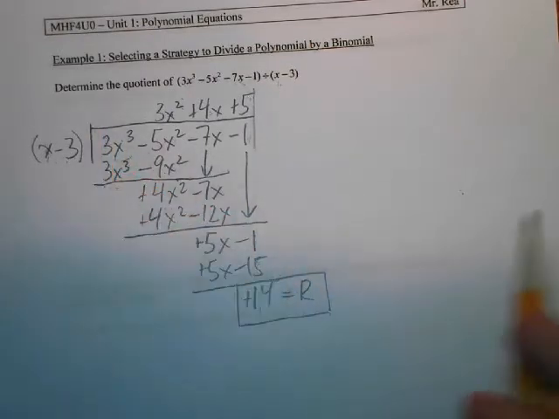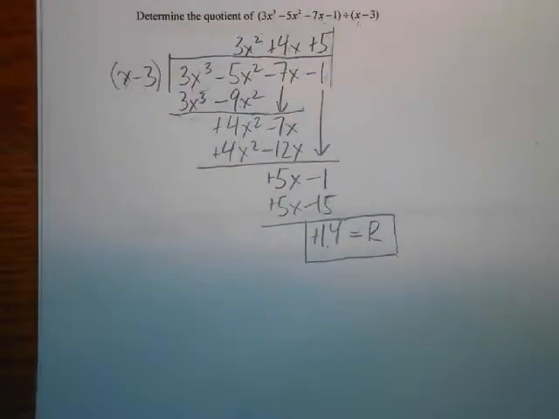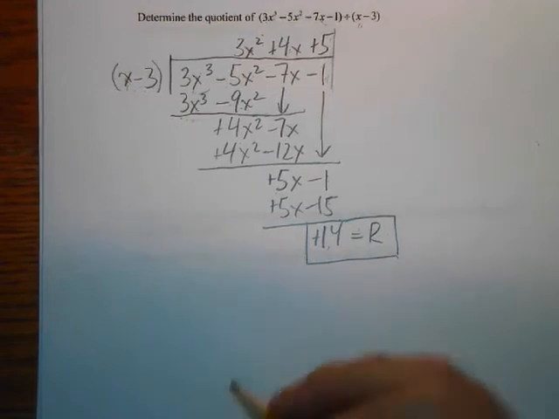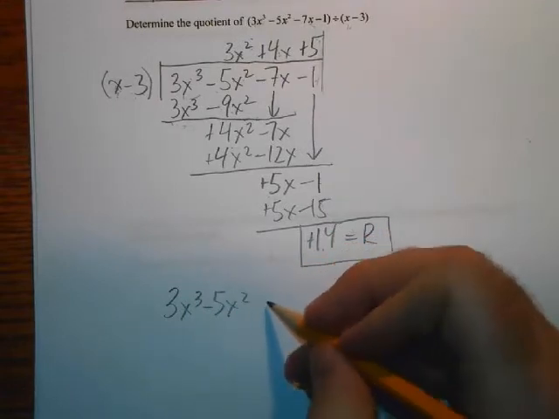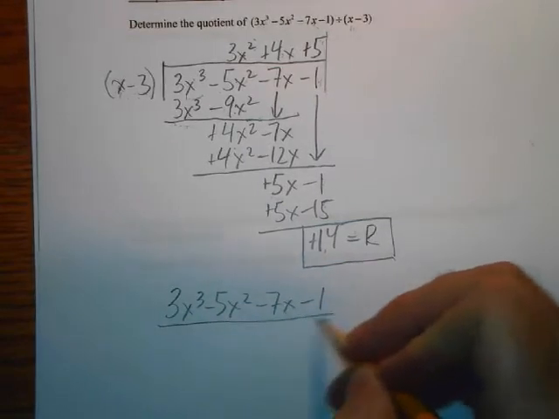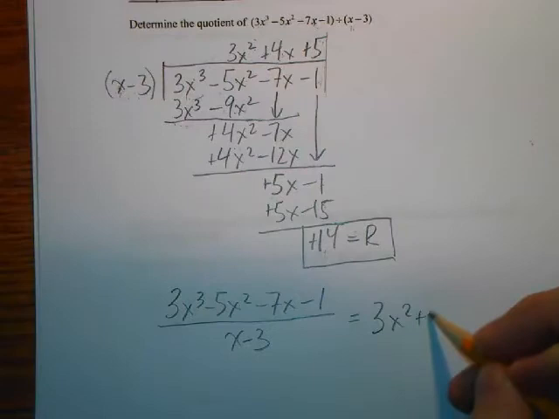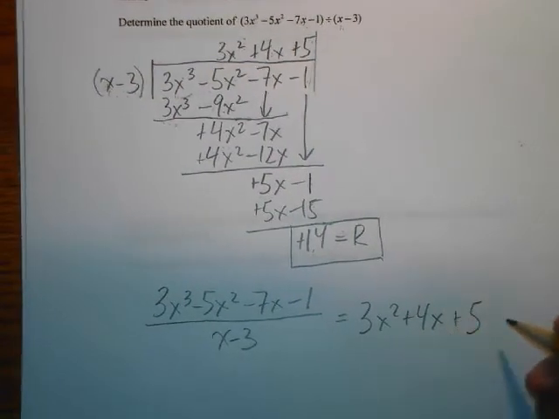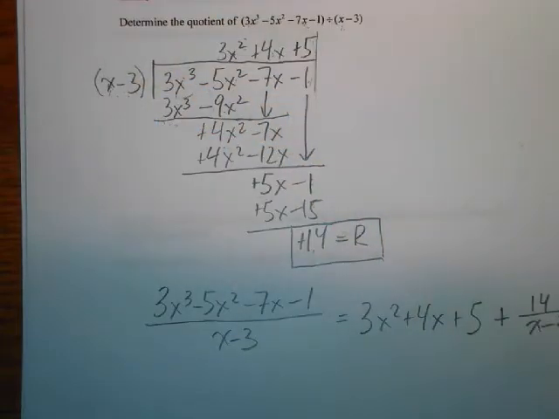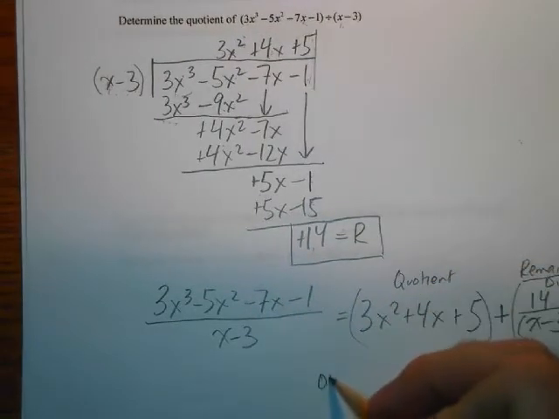And it didn't ask for a division statement, but in order to properly communicate the answer, I can say this one of two ways. I can say 3x cubed minus 5x squared minus 7x minus 1 divided by x minus 3 is equal to, so this is the quotient that we got. It's equal to 3x squared plus 4x plus 5 plus the remainder over, so it's plus 14 over the original thing I'm dividing by, the divisor. So this here is the remainder. You don't have to put these brackets, but this would be the quotient, and this is the remainder over the divisor.